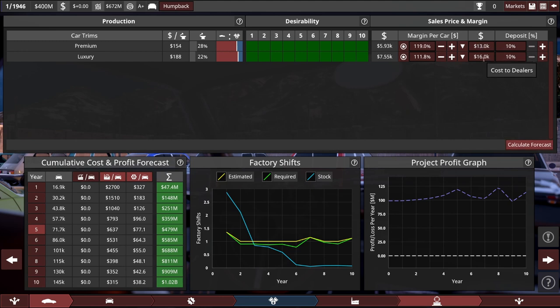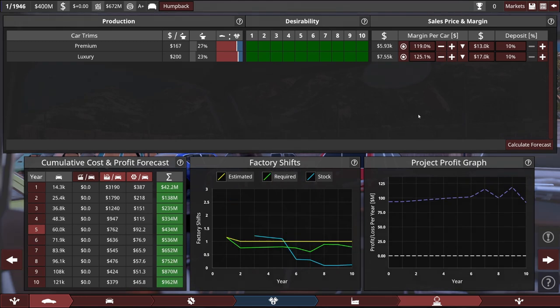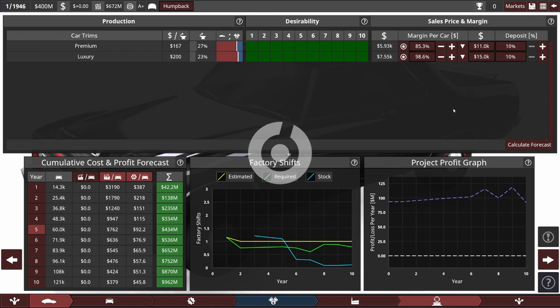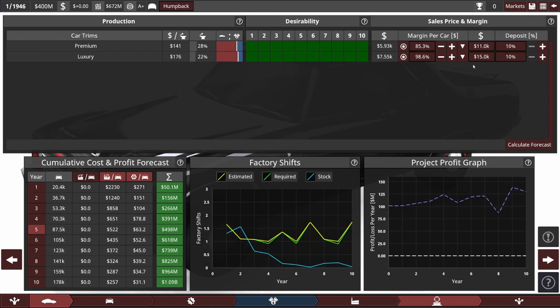So let's see. Does it estimate if I raise the price of both by $1,000, am I going to make more money? The answer is no. What if I bring it down by $1,000, where it was? Yes, 50 million. That's probably a pretty good rate to go at. We're at a pretty high margin. Even 100% is a high margin.